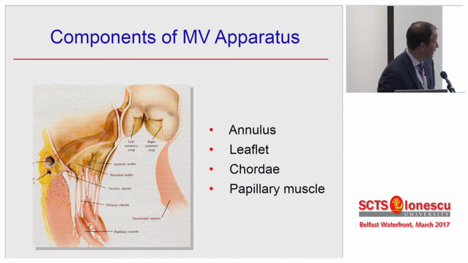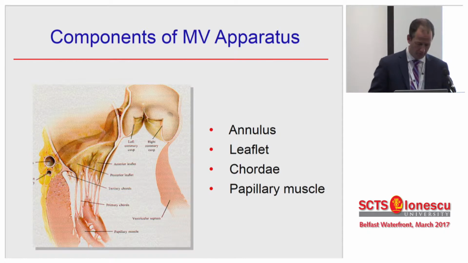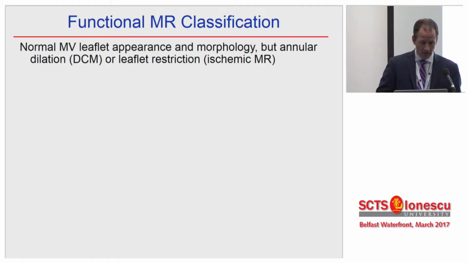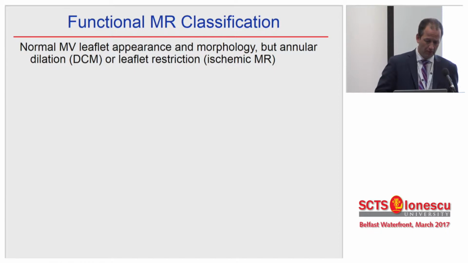As we all know, the mitral valve is composed of four main components: the annulus, the leaflets, the chordae, and the papillary muscle. But an important component that's often overlooked is the surrounding myocardium around the papillary muscle. Functional mitral regurgitation is where you have normal mitral valve leaflet appearance and morphology, but either pure annular dilatation, like in dilated cardiomyopathy, or leaflet restriction for ischemic MR.